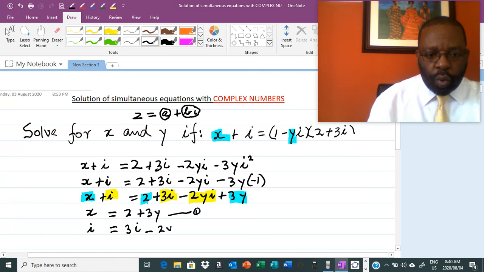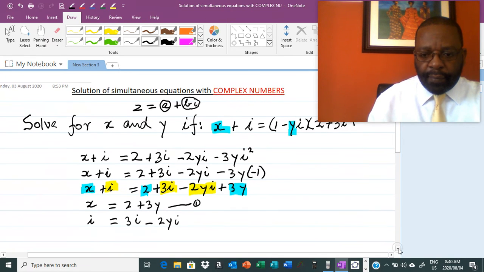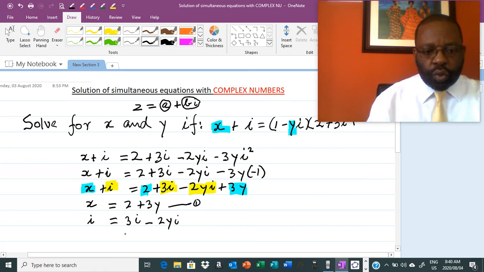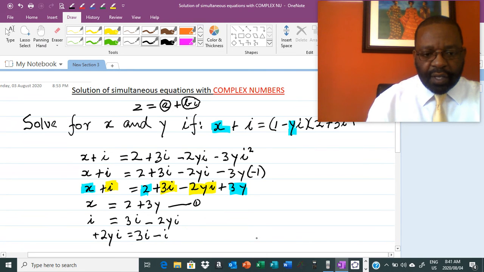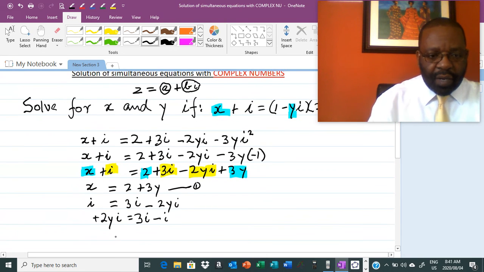Okay. Now, the next thing we need to do is, you can see that the only unknown in this equation except the i is y. So if we can get y on its own, we'll be able to solve this equation. So we take the negative 2y, transpose it, and we'll have positive 2yi is equal to 3i. Transpose the i that side, that will give us minus i.